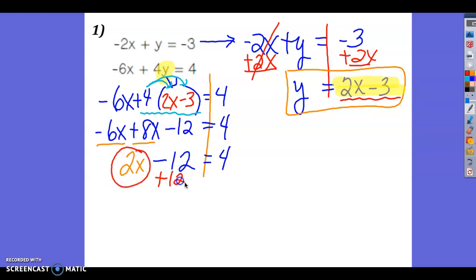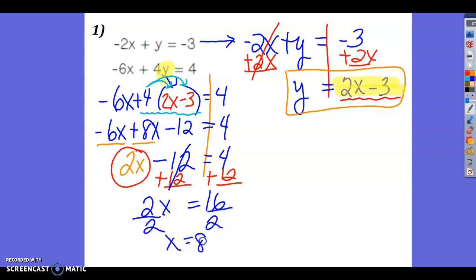So I'm going to add 12 to both sides. And so this gives me, these are gone, 2x equals 16. I divide by 2, and I get x equals 8. But remember, we're not done yet. When we're solving a system of equations, we're trying to figure out the point that they have in common.